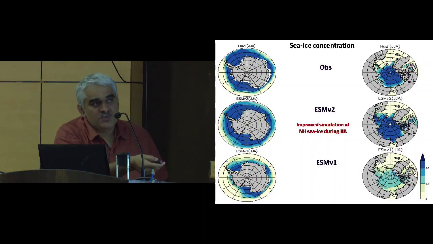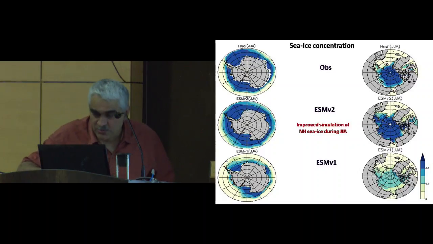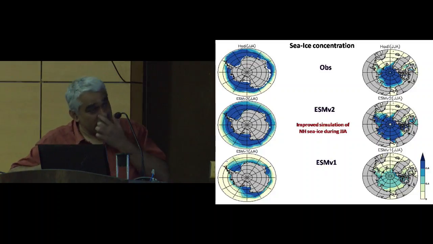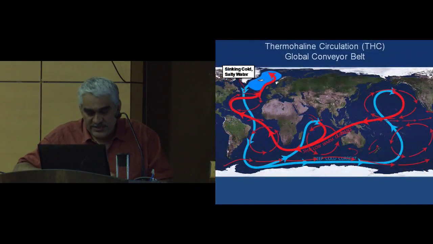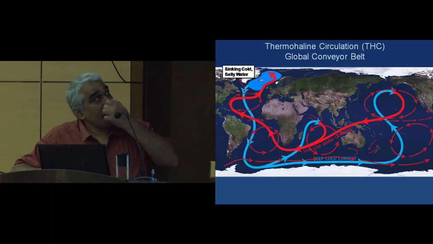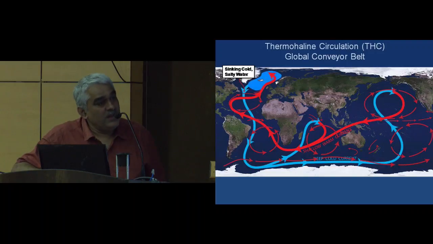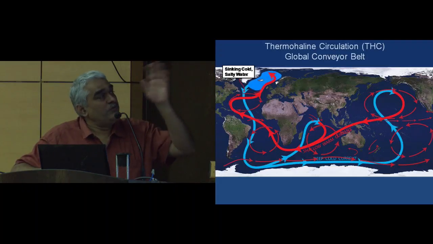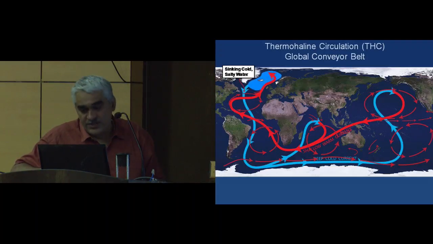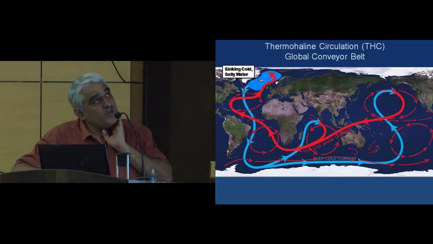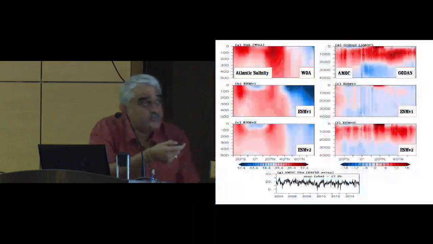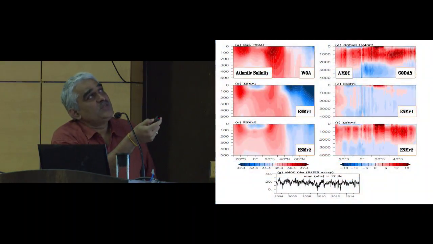So this problem has been very much improving, and one of the consequences was to improve the thermohaline circulation, which is very important because of the sinking of the cold and salty water in the northern Atlantic, and also the flow of warm waters at the surface associated with the Gulf Stream and so on. This is one of the important climate drivers when we are looking at long-term climate variability.